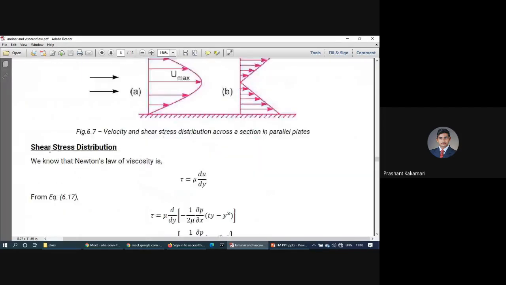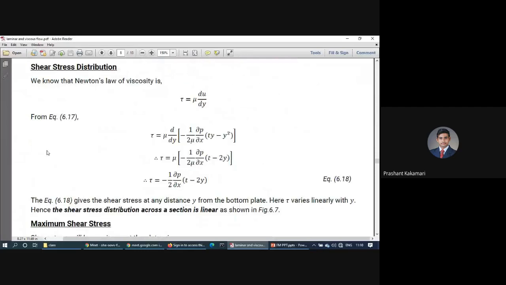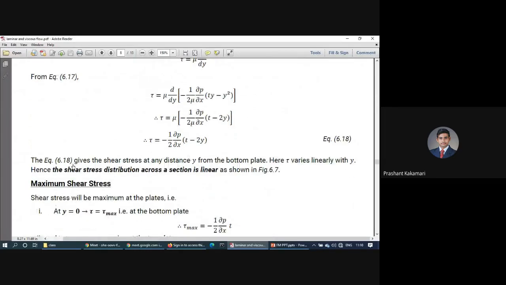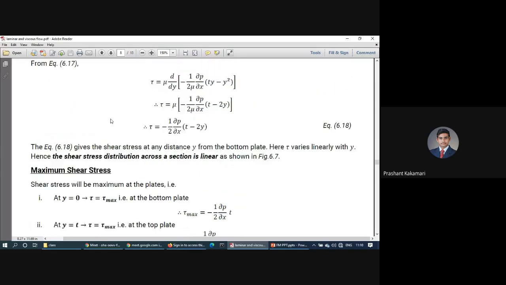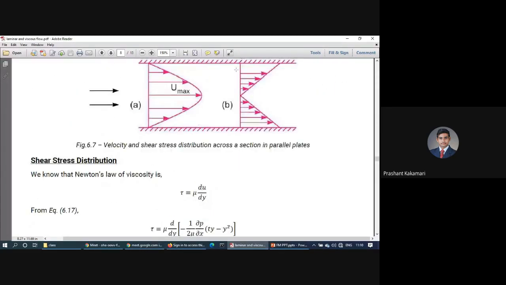Next, they have found the shear stress distribution tau, that is minus 1 by 2 dou P by dou X into (T minus 2y). And maximum shear stress, all of you know, is at the wall of the plates. The plate walls are both fixed, that's why on both sides the intensity of the shear stress is the same, and at the center the shear stress is negligible.